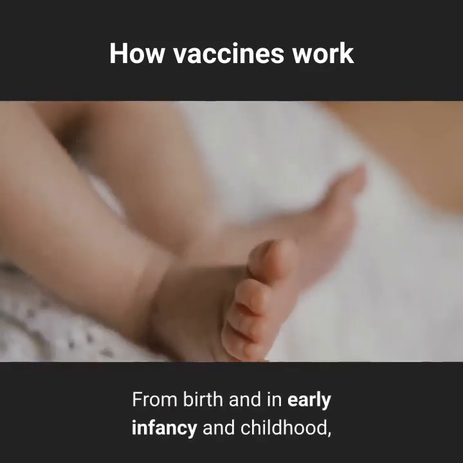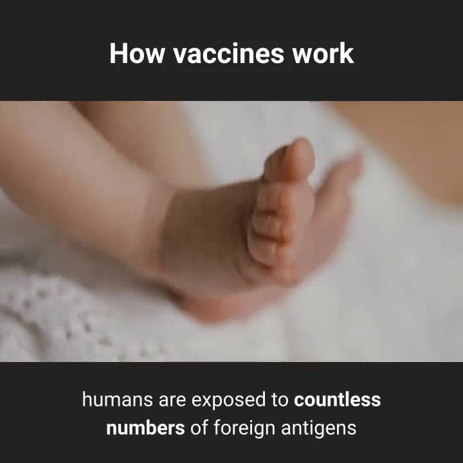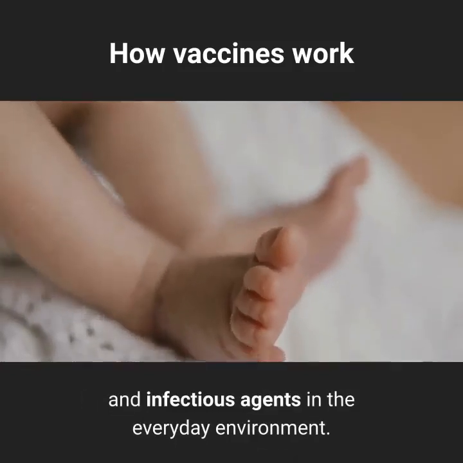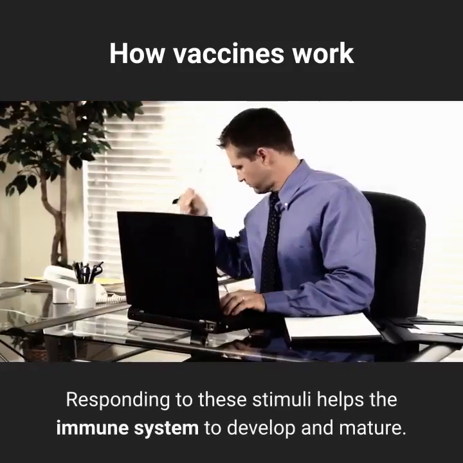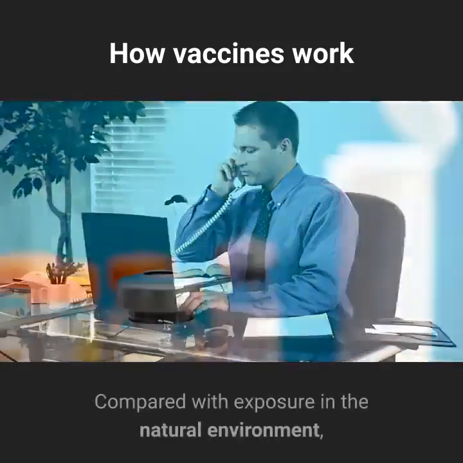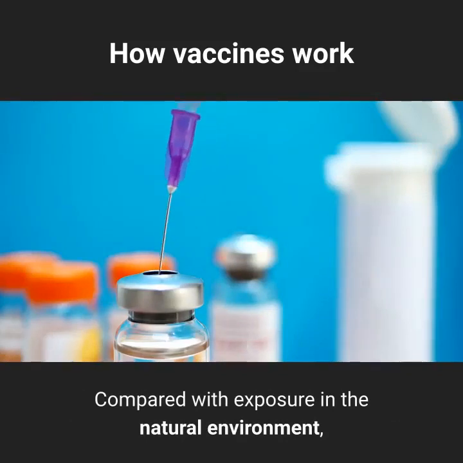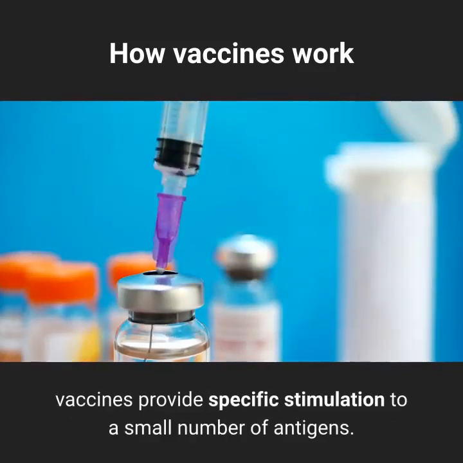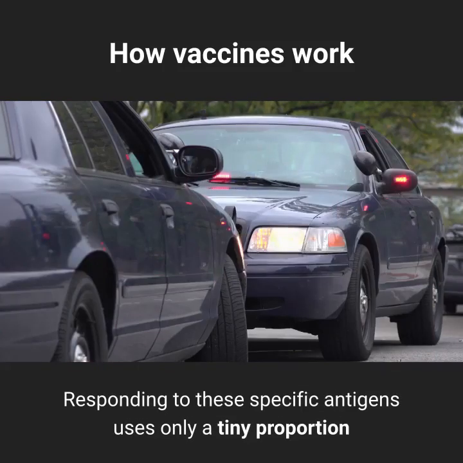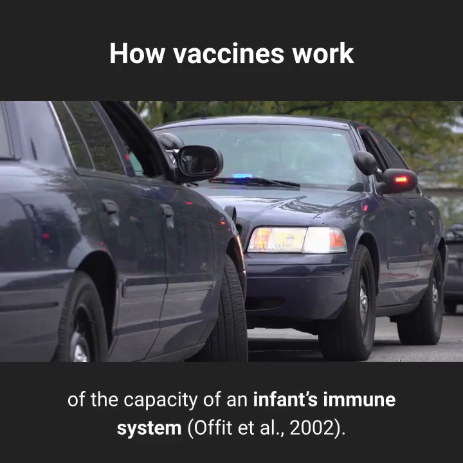From birth and in early infancy and childhood, humans are exposed to countless numbers of foreign antigens and infectious agents in the everyday environment. Responding to these stimuli helps the immune system to develop and mature. Compared with exposure in the natural environment, vaccines provide specific stimulation to a small number of antigens. Responding to these specific antigens uses only a tiny proportion of the capacity of an infant's immune system.